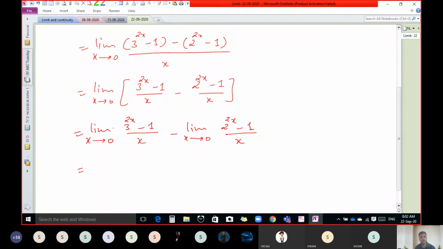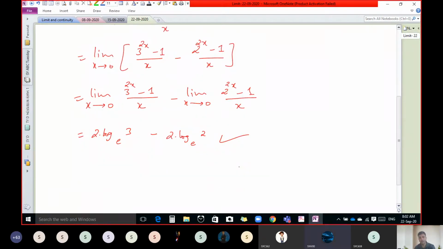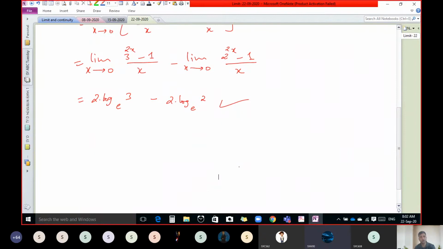And now tell me the answer of this first part. Sir, 2 log 3 base e. 2 log 3 base e minus the second part, 2 log 2 base e. And if you keep this as your final answer, it's okay. Nothing wrong in it. Or if you want to do one more step, you can do like this. Log 3 raised to 2 base e.